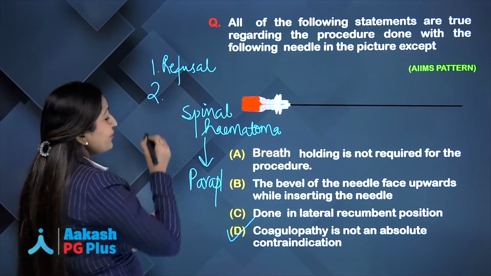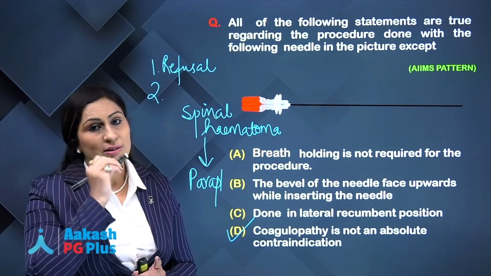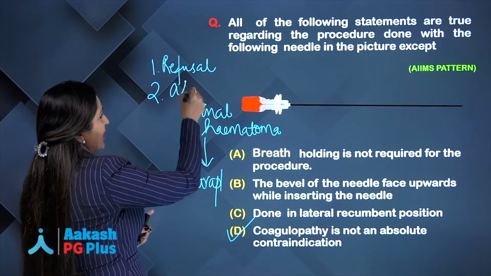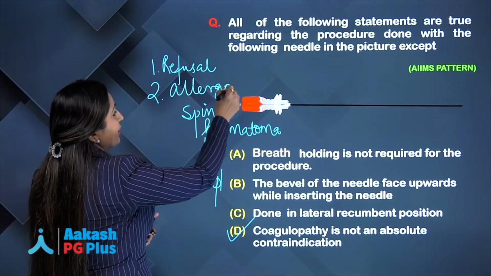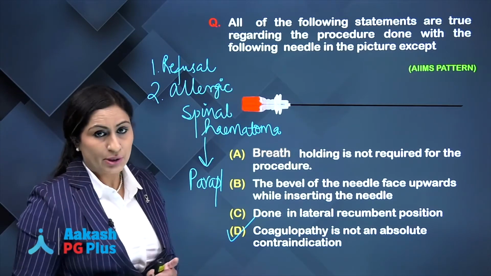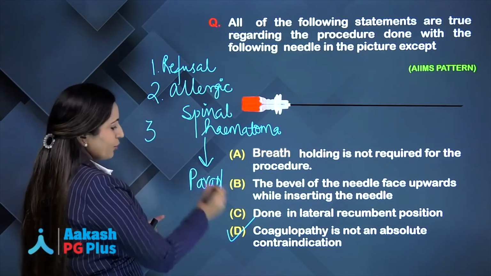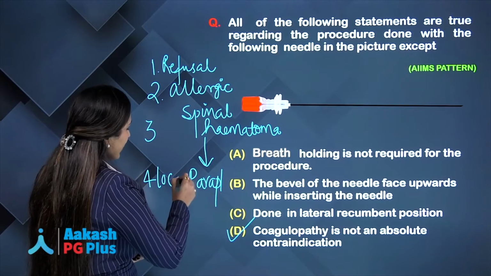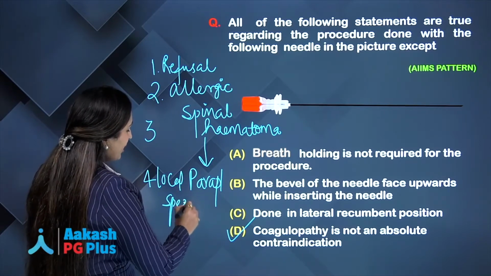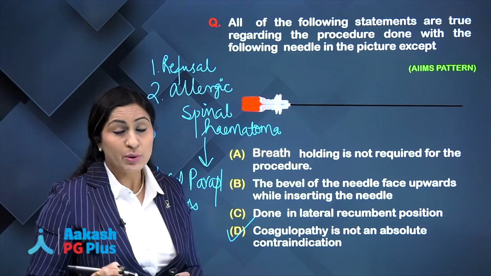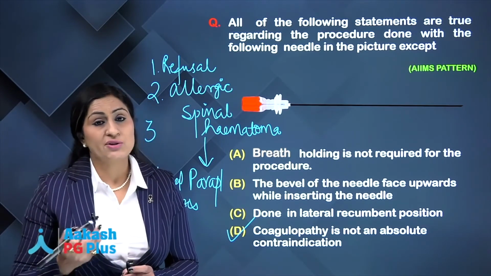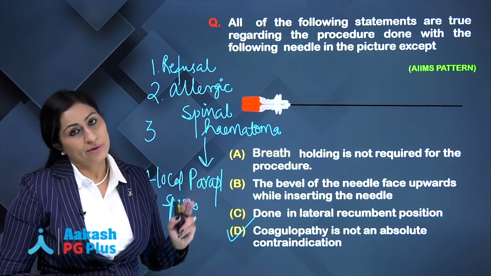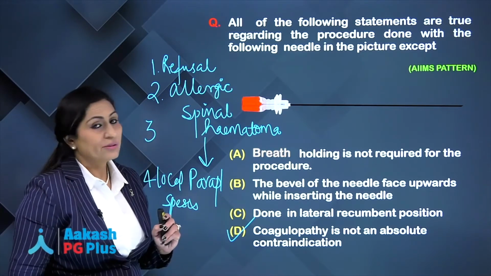Second is, if the patient is allergic to the drug, like lignocaine, that we are using for spinal anesthesia, then it is an absolute contraindication. Third being coagulopathy, right? And fourth being local sepsis at the site of performance of the block. If there is sepsis, we can spread it and cause meningitis in such a patient. So these are the 4 absolute contraindications of central neuraxial blocks.